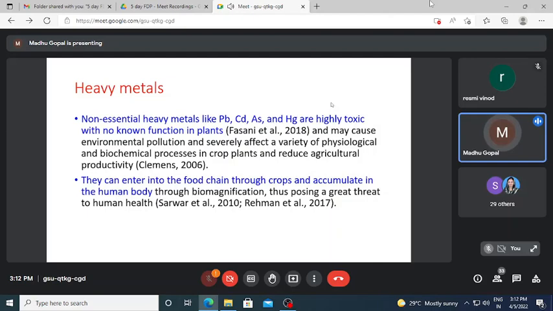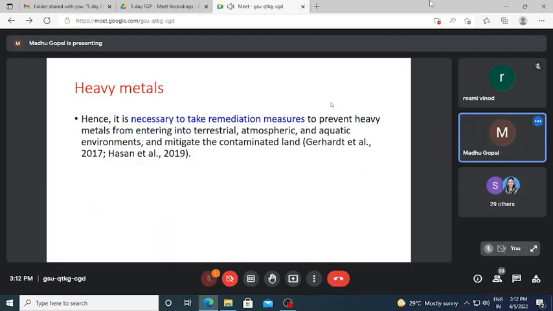And they may cause environmental pollution and severely affect a variety of physiological and biochemical processes in crop plants. And also they can enter into the food chain through crops and accumulate in the human body. We call this biomagnification. As the heavy metals move up in the food chain, their concentration increases. That is why it is called biomagnification. So it is posing a great threat to human health also. So it is a real problem.